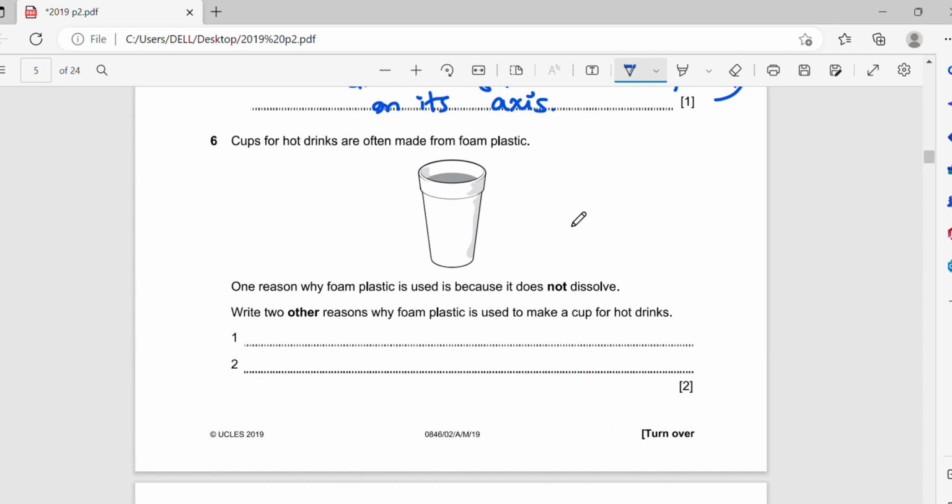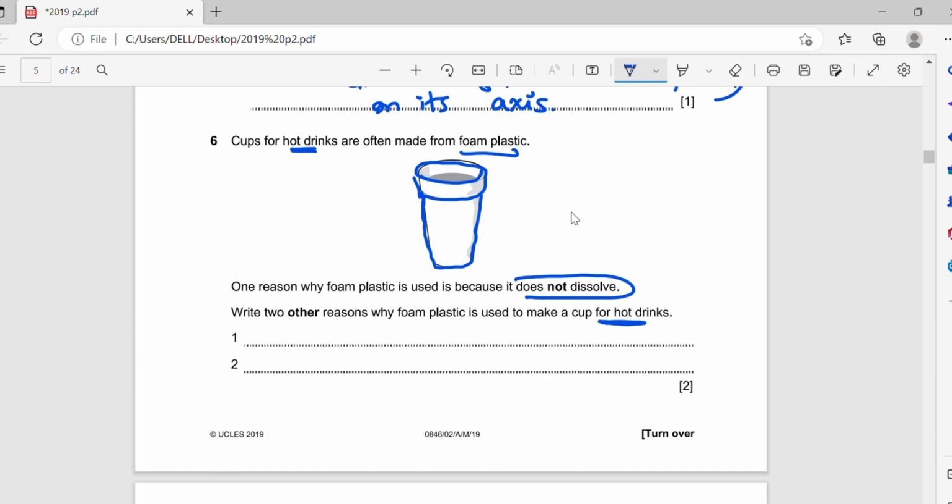Question 6. Cups for hot drinks are often made from foam plastic. So this is a cup for hot drink. One reason why foam plastic is used is because it does not dissolve, so you can put the mixtures inside it. Write 2 other reasons why foam plastic is used to make a cup for hot drinks. When we read hot drinks, what comes directly into our minds? I'm going to put a hot drink inside this cup. So I should hold it safely. I should not get burnt when I hold my cup.